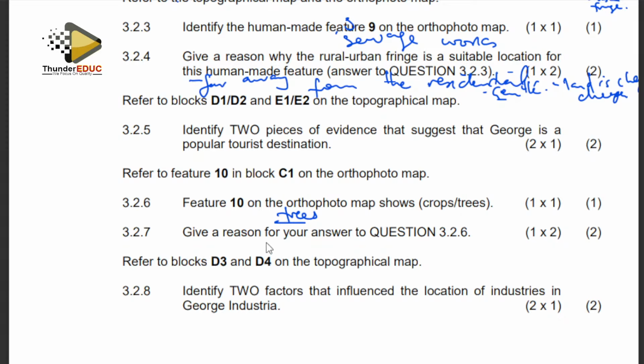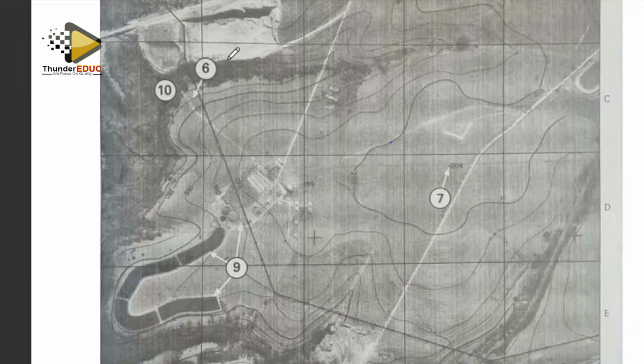Give evidence for your answer. What do we say? Number one, rough texture. The rough texture that you see on a map is indicating the green or the vegetation. Then you can also talk about what you see: the black tone or the black color. Look at this, this black tone here is indicating that it was a vegetation. So you give evidence based on that, and so on and so forth.